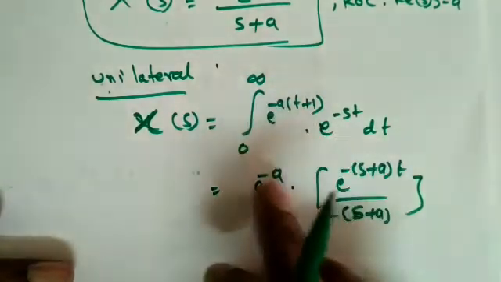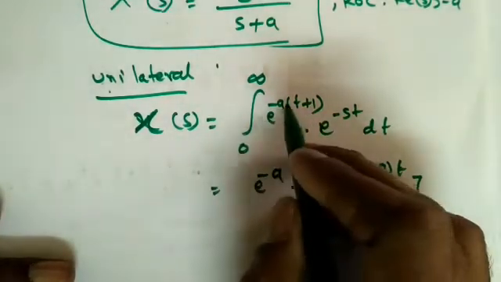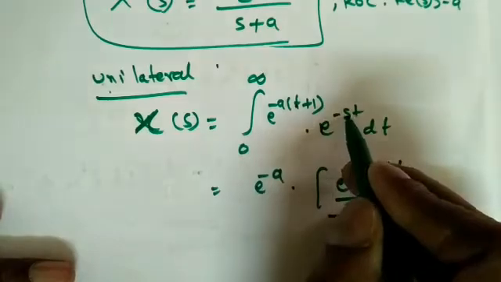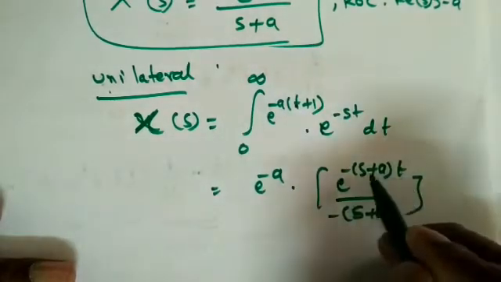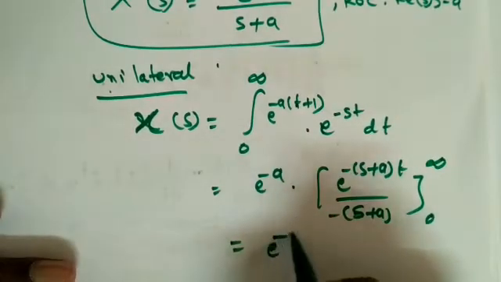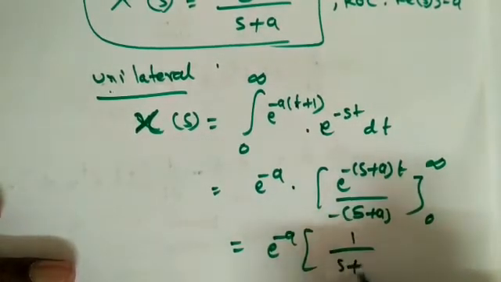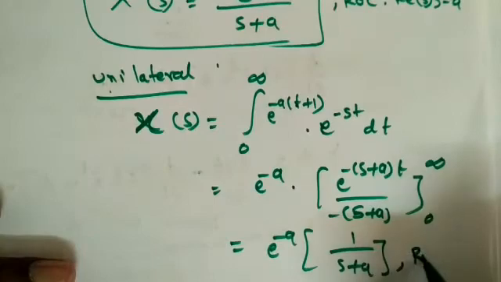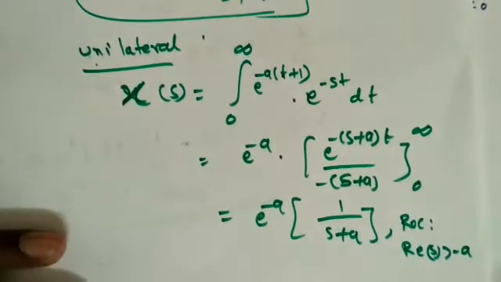So e^(-a) is a constant, so it is common. e^(-at) into e^(-st): I have taken minus t common, so it becomes s+a. The limits will be 0 to infinity. So what is this value? 1/(s+a), assuming that the ROC, real of s, should be greater than minus a.